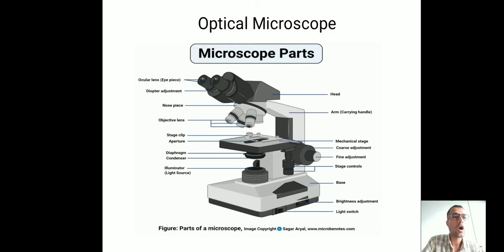So for the working of this optical microscope, light or electric supply is required. When we start the electric supply, this optical microscope works. So different parts are there: eyepiece, magnifying lens, then mechanical stage, fine adjustment, then base, and illuminator, meaning the light source. Correct.